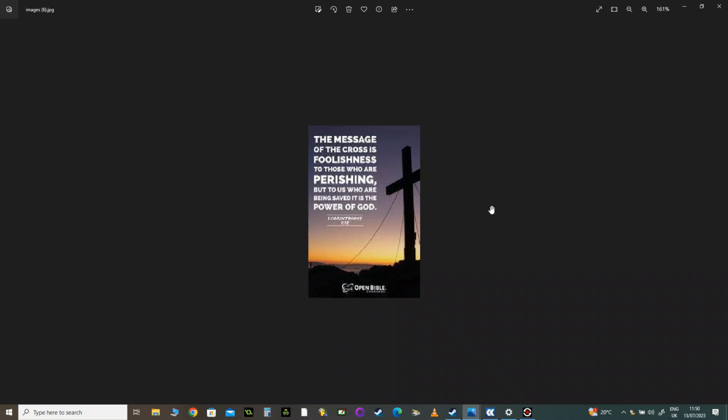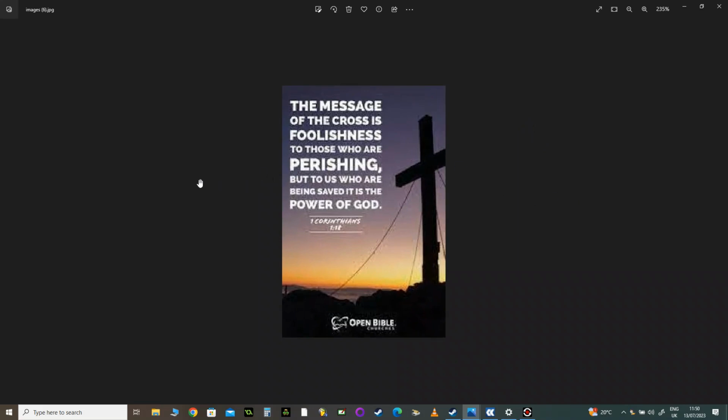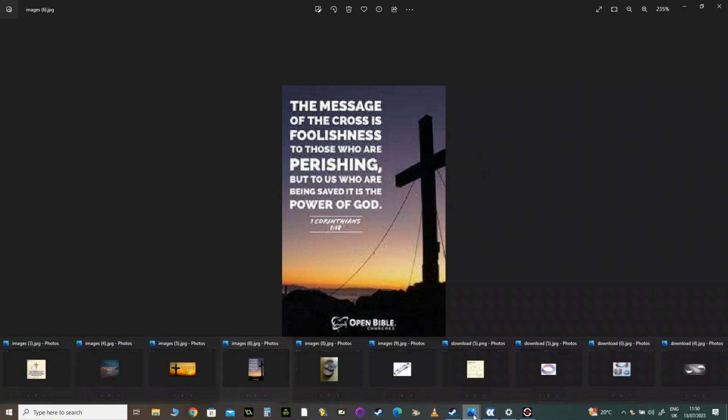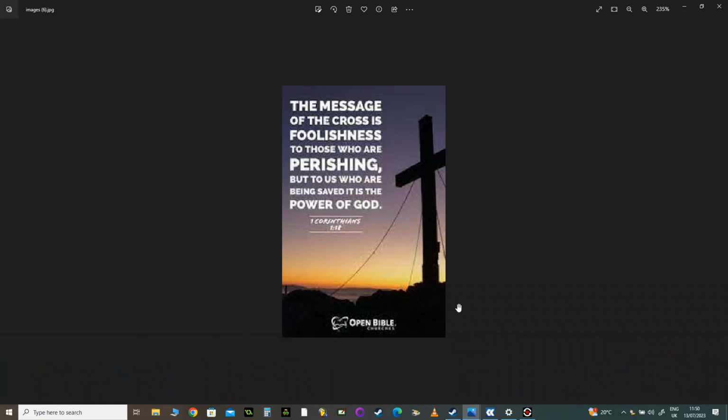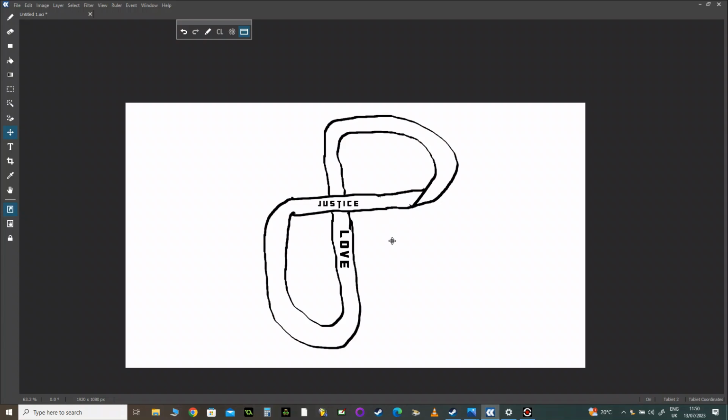The message of the cross is foolishness to those who are perishing. So if this sounds silly to you right now, perhaps you're not ready for this message, but this is a really profound thing, and it's quite a simple message. See, this is the power of God, that God shows that his justice and his love had to cross over each other. But yeah, it may sound crazy to some people, but it's a really profound thing actually. It points to God being truly good and truly loving at the same time.